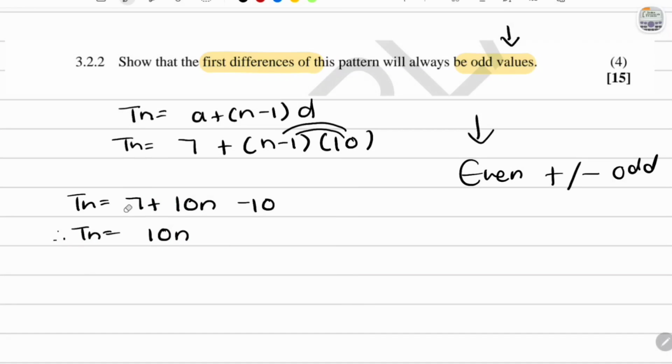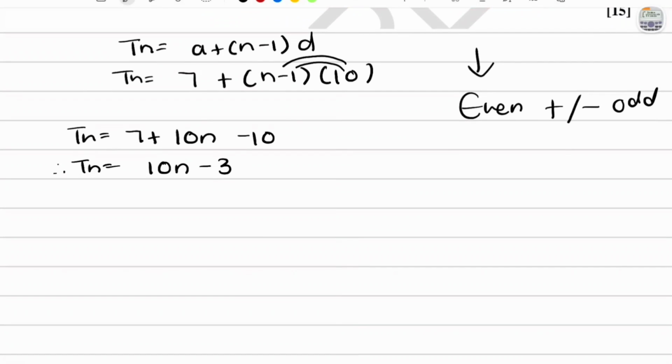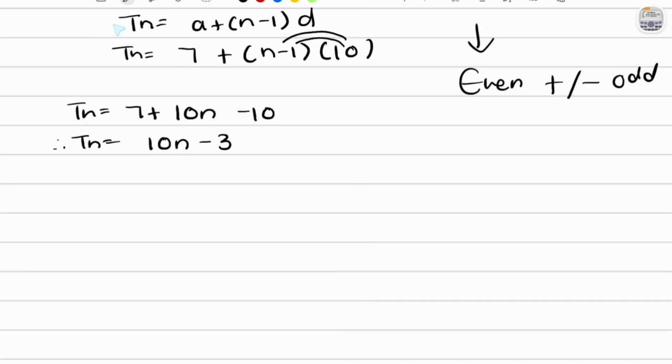Then we have 7 minus 10, which is -3. Okay, so this is our formula. We have to prove to them, show them this formula is odd. Okay, so in order to do that, what I'm going to do is this.